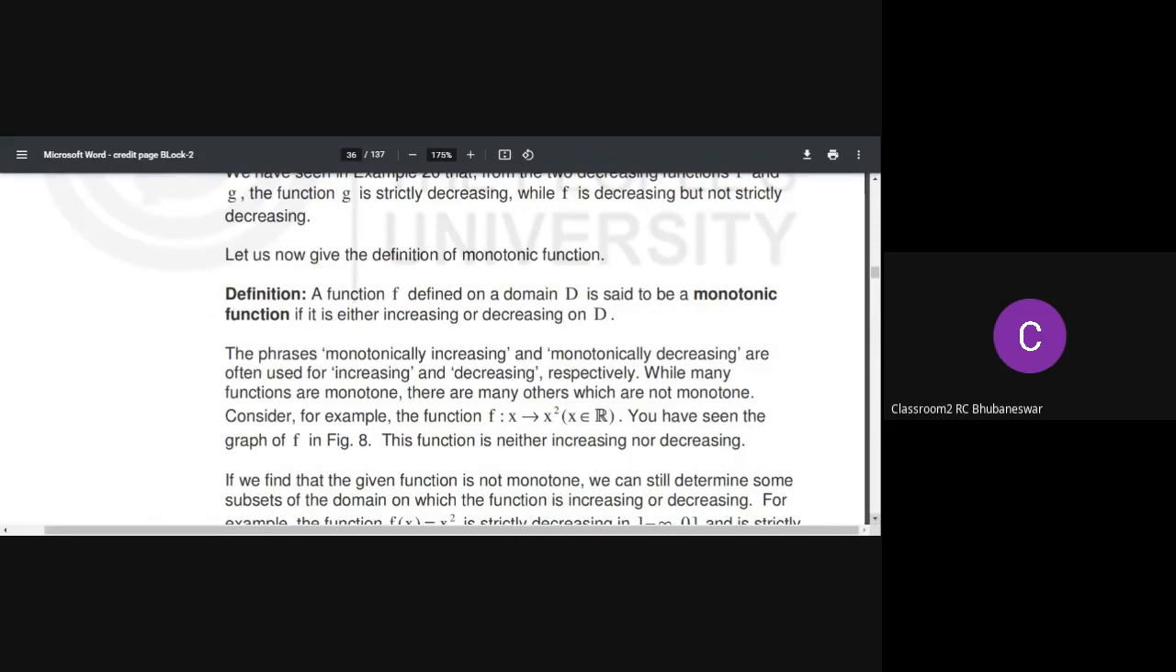So these are some basic ideas about the increasing function, decreasing function, and strictly increasing and strictly decreasing functions. Now let us focus on the definition of monotonic function. A function defined on the domain D is said to be a monotonic function if it is either increasing or decreasing in its domain D. So monotonic means it may be increasing or may be decreasing in the domain of the function.